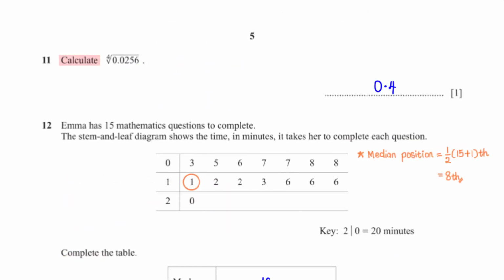Calculate the fourth root of 0.0256. When we type this into the calculator, we get 0.4.